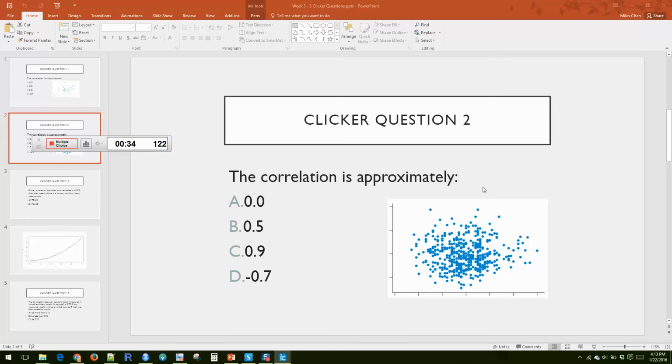Everybody should be clicking A. I don't know why I'm getting... Okay, good. Well, somebody has clicked the wrong thing. Okay, now everybody's clicked correctly. All right, good.